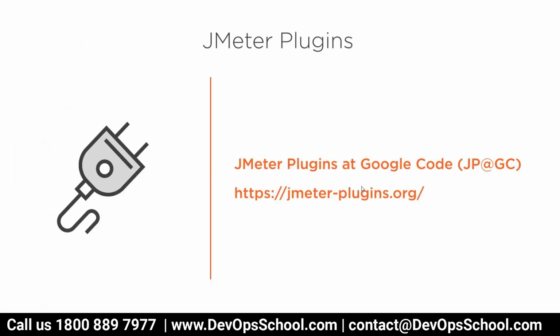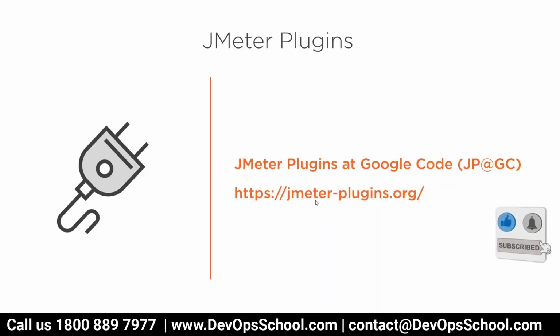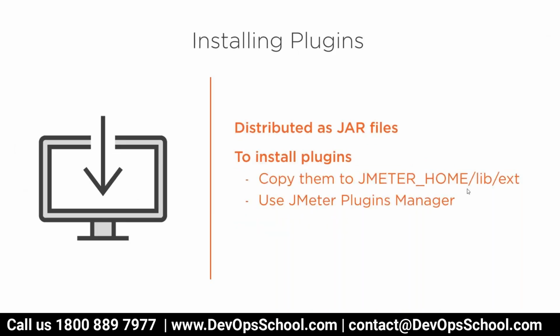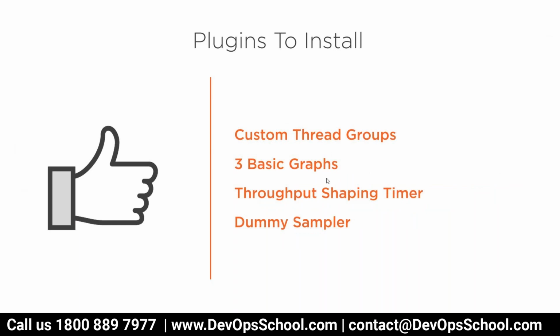Configuring the plugin you can download. By the way, you can manually also do that, but if you do it through the plugins manager, it will be much easier actually. If you want to install any plugin manually, there's a website, jmeter-plugins.org. Download the jar file and put it in the lib/ext folder. But if you want to do it through the plugins manager, you can do that as well. So that's not a problem. Some of the plugins you can install just for trying purposes.